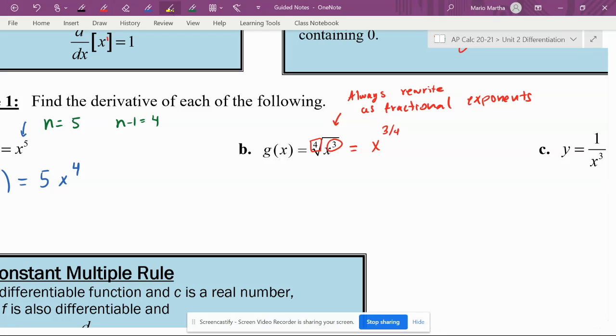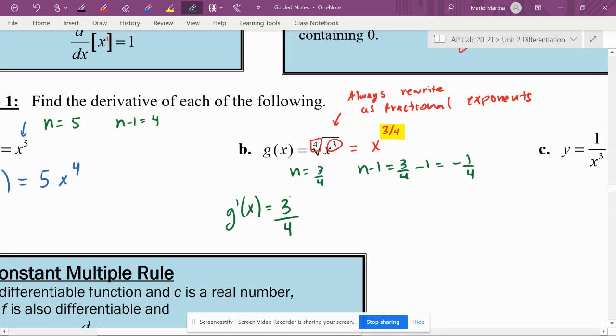Now again, I move forward. This is my new n, so n equals 3/4. And then n minus 1, or 3/4 minus 1, will be negative 1/4. So g prime of x equals n, 3/4, times x raised to the new exponent, which is negative 1/4.